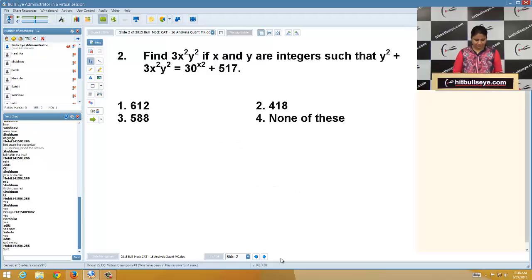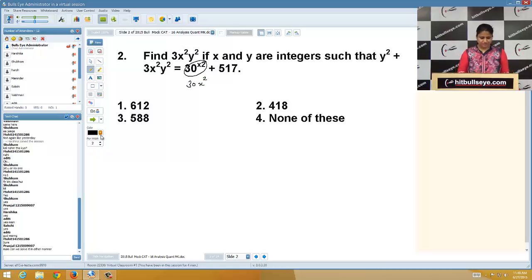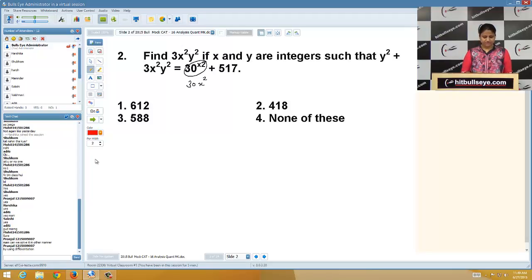Question number 1. Any problem? It's 30x raised to power 2. Yeah, any problem in this question? Pranjal, have you gone through the solution? Whenever you have any question on integral number of solutions, it's better you try to make factors. We had a similar question in the previous mock by using differentiation. Okay, Pranjal, so see, we will make factors here.